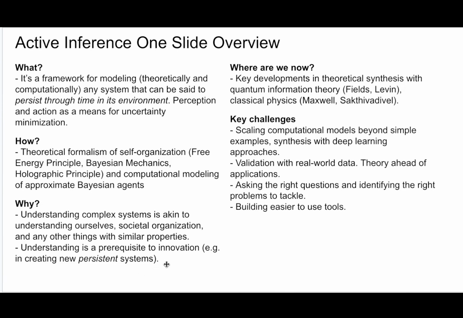So, for instance, if we want to create new types of persistent systems, which may include AI, but may also include different types of societal organizations, both local and global, we have to first reach this unified understanding of how these systems behave and what the similarities between them are.